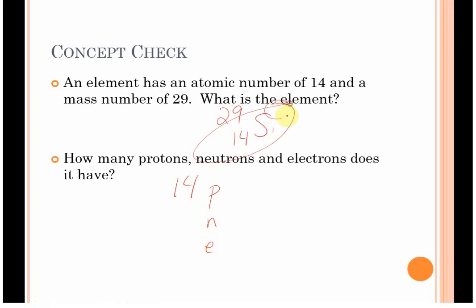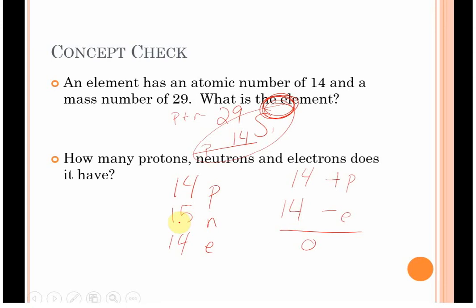Now, it is neutral. There's no charge written here, which means that the number of positives has to equal the number of negatives to give us a neutral atom. So if we have 14 positives or 14 protons, we also need 14 electrons in order to cancel. In addition, protons plus neutrons is equal to our mass number, and this is protons. To get the neutrons, we subtract and we get 15.